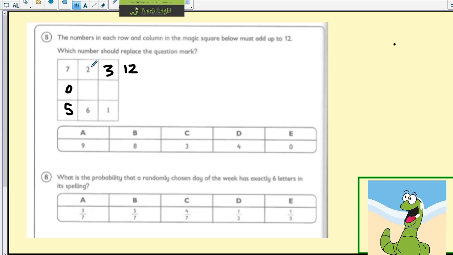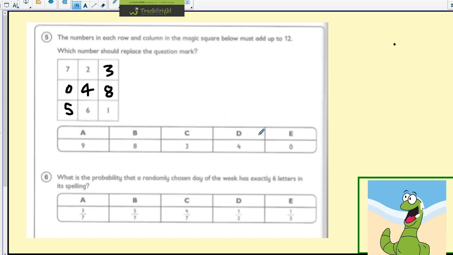So let's have a check. We need to do 2 plus 6 gives us 8, 8 plus 4 gets us to 12, and then 3 plus 1 gets us to 4, so we need 8 to get to 12. Let's just check in this direction. 0, 4, 8 does equal 12. So you'll see in every direction, all of these always add to 12, and that's how the magic square works.